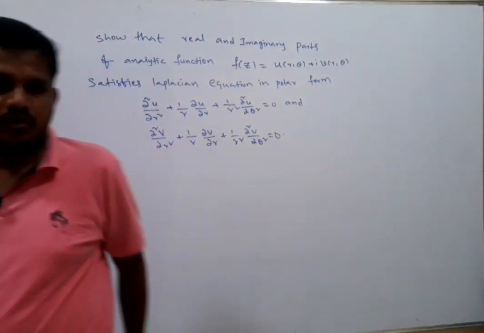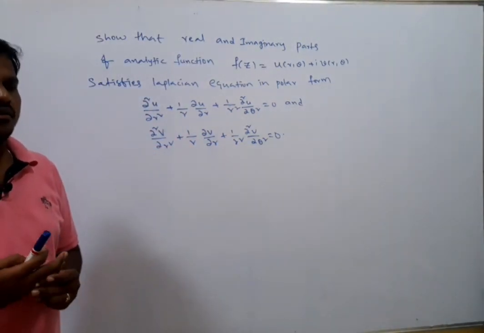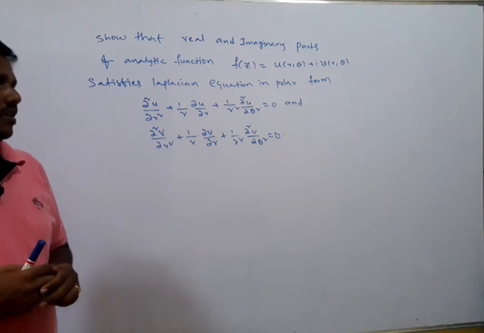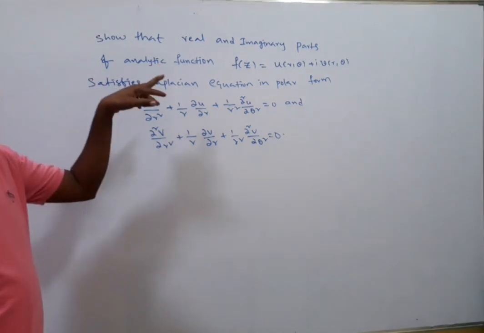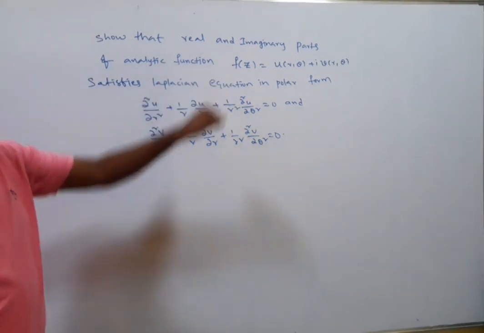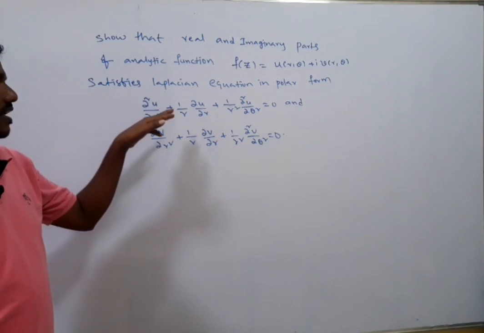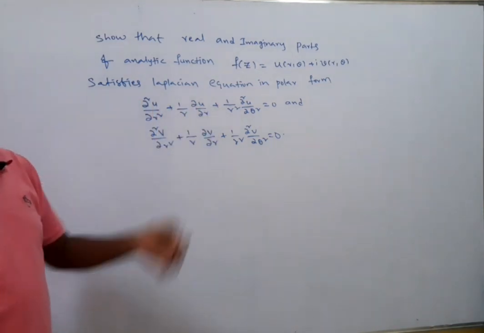Good morning, everyone. In the last class we discussed harmonic functions, finding harmonic conjugates, and the analytic function f of z. Now, this is problem one. Show that the real and imaginary parts of the analytic function f of z equals u of r comma theta plus i v of r comma theta satisfy the Laplace equation in polar form. These are the two Laplace equations in polar form.